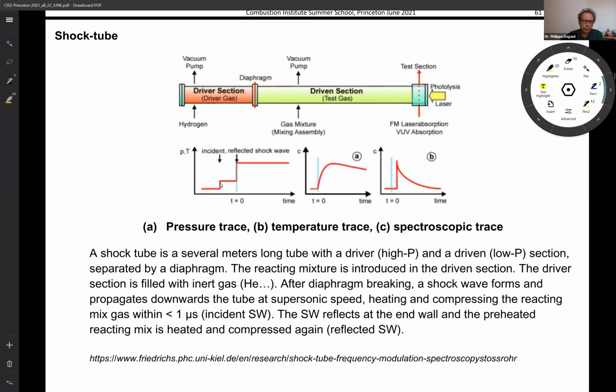So you have an incident shock wave, which produces a first increase in temperature, and then the reflected shock wave comes and increases the temperature again. And here you have the signal of a species which is emitting light, for example. You see that between the time at which the reflected shock wave gets back here and the time at which you start to see a signal, there is a gap, and this is the ignition delay: the time between the arrival of the reflected shock wave and the formation of species, which results, for example, in emissions.